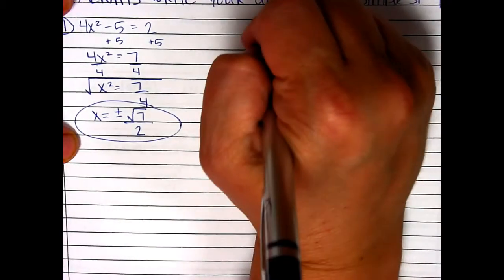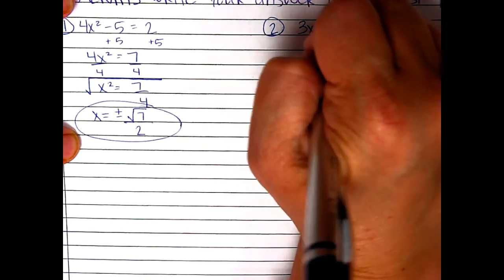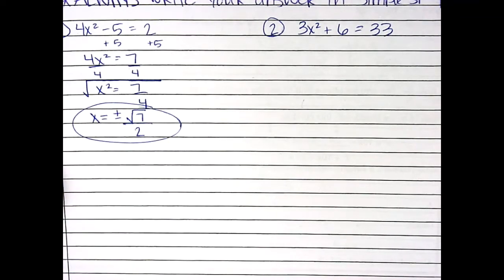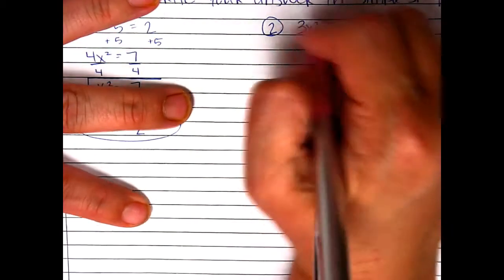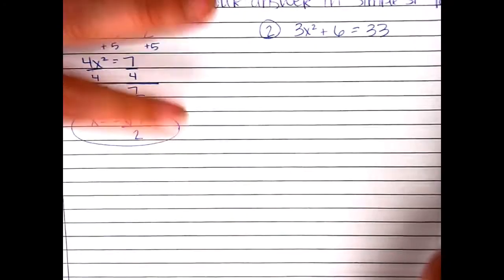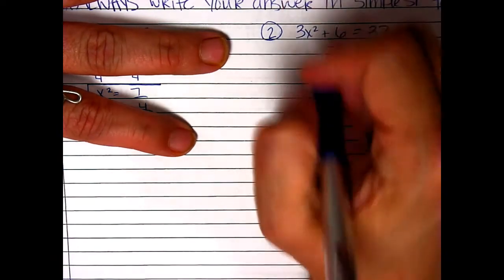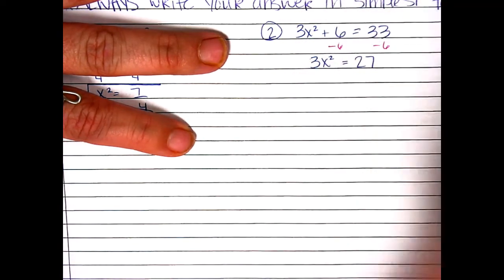Okay. Example number 2 is 3x squared plus 6 equals 33. Okay, and actually, let me grab another colored pen here. I'm going to show you my changes in a different color. Okay, so the first thing I'm going to do is subtract 6 from both sides of the equation. So I have 3x squared equals 27.